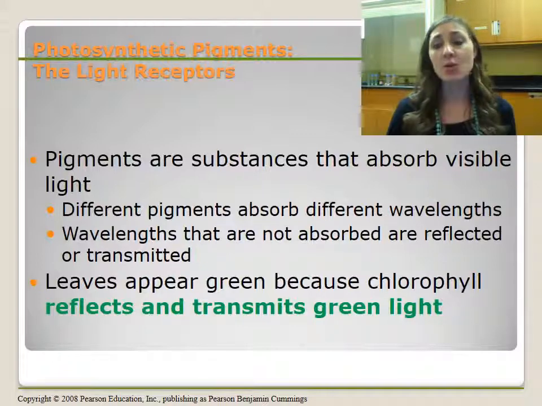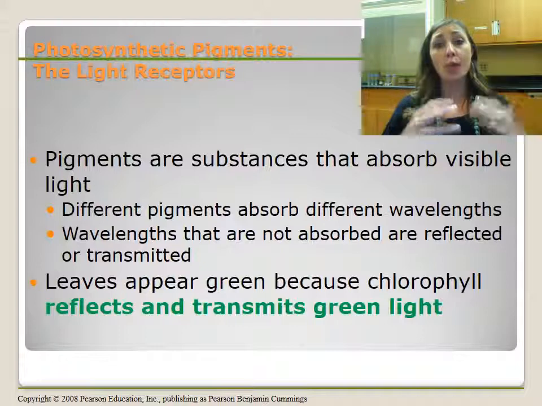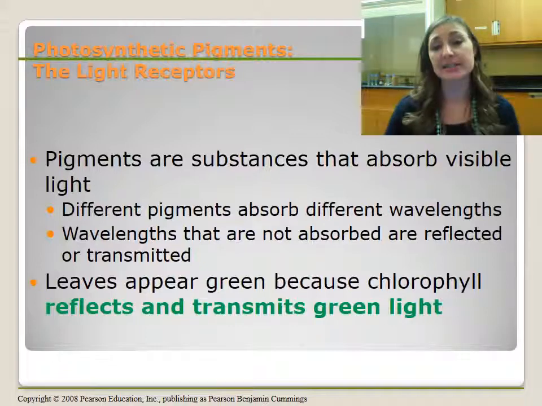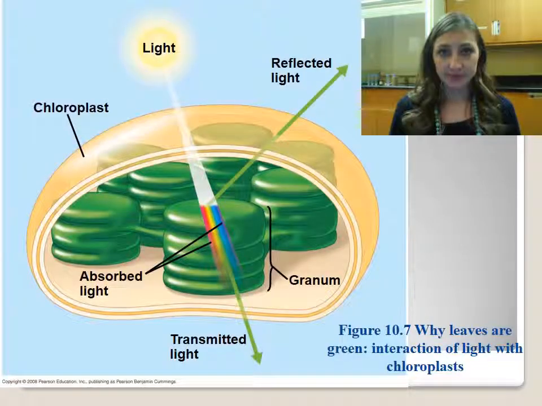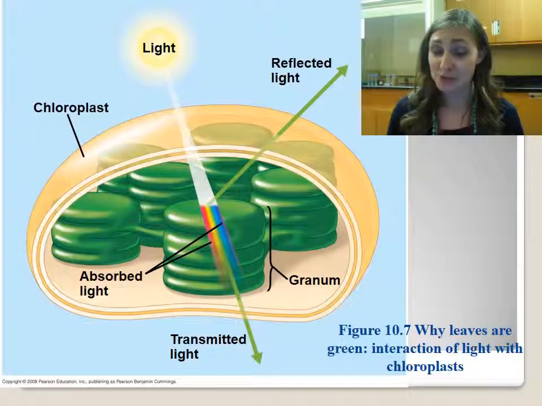So in chlorophyll, the leaves and chlorophyll itself appear green because it's absorbing all wavelengths of visible light except for green. Green is being reflected and transmitted. Just in case you didn't believe me about that, here is a picture.